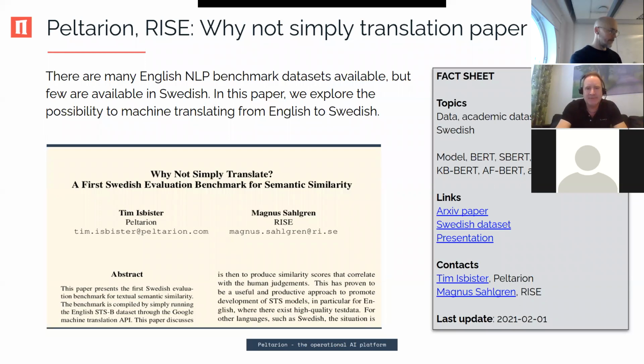We also had another paper that Peltarion and RISE did together, and Tim, who I think is on this webinar as well, simply said, why not simply translate? We don't have a lot of annotated data in Swedish, but we have a lot of English annotated data sets. Can't we simply use machine translation of the English data sets and then train models based on that? And it seems to work surprisingly well. And if you want to learn more about this, you see some links and contact people for that as well.